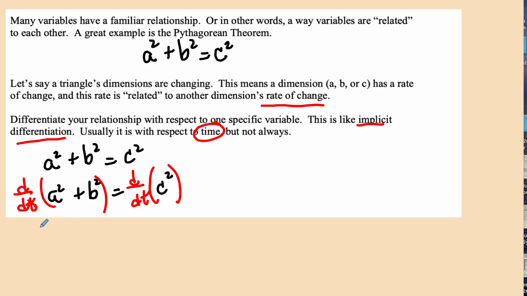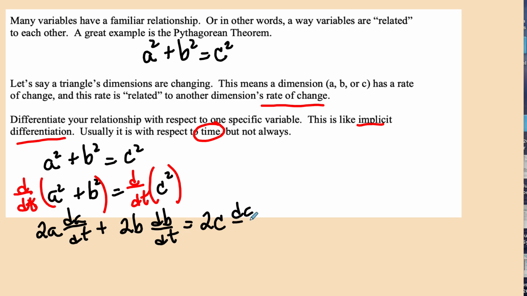So this will be 2a, and then take the derivative of the inside function, dA/dt, plus, we're going to take the derivative of b squared, treat b as a differentiable function, 2b dB/dt, and then we'll take the derivative of c squared, treating c as a differentiable function, 2c dC/dt. Now this is what we call a related rate. We have three rates that are related to each other in this equation. Just like in the Pythagorean theorem, the variables were related to each other.